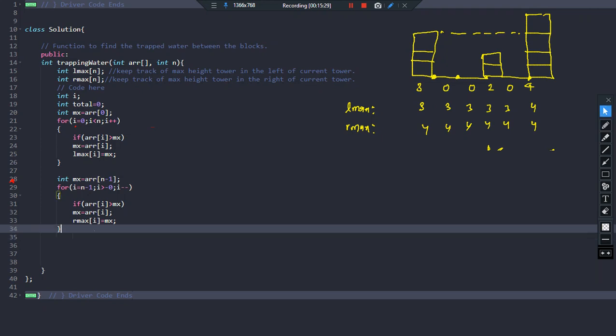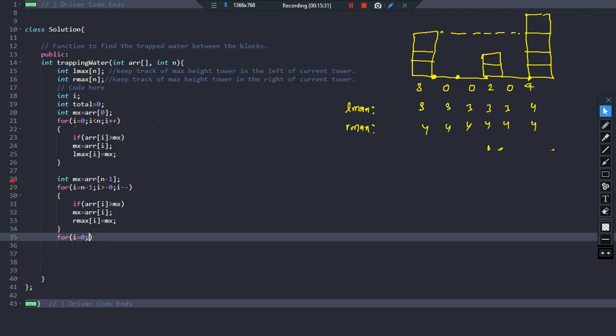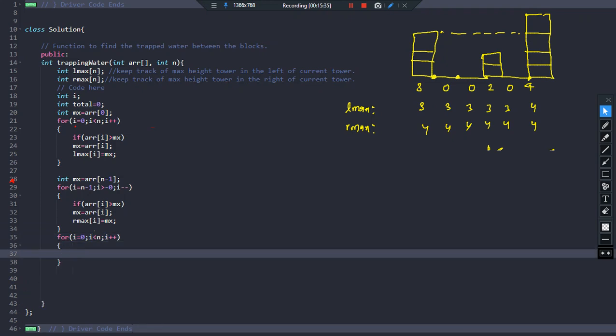So the trick is, again we'll run a loop from 0, I less than n, I plus plus, and similarly I'll check that total plus is equal to basically how much water will be acquired, that will be equal to minimum of L max of I, right?